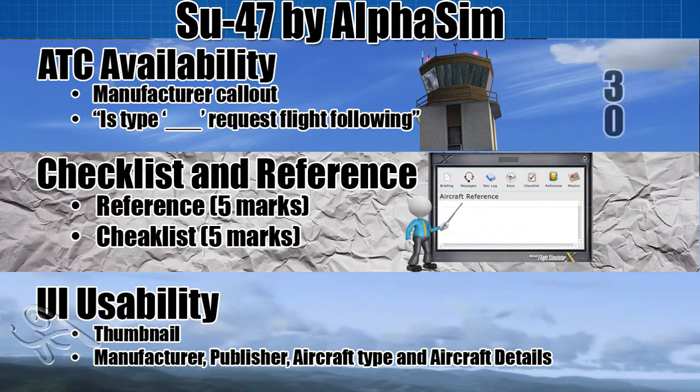During ATC interaction, the aircraft identified itself as experimental, with no manufacturer or type. So 3 points for this entire section. I haven't seen checklists and references since episode 2 with the Cobalt CO50. 5 points each for checklists and references.